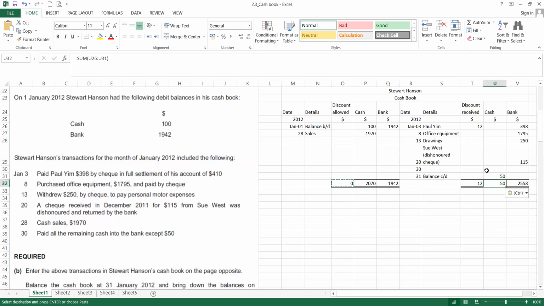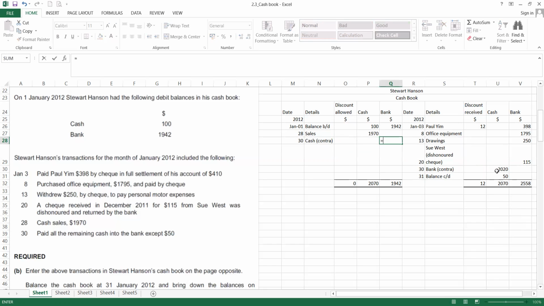But come to this one, 2070. Here is 50. The question says pay all the remaining to the bank. It means the amount to be paid to the bank is the debit total minus the balance carried out. So this is the amount transferred to the bank. Don't forget, this is a contra entry. So a contra entry is debit bank, credit the cash. So on the 30th, on the debit side, we have to put cash contra. In the bank column, put in the amount 2020.